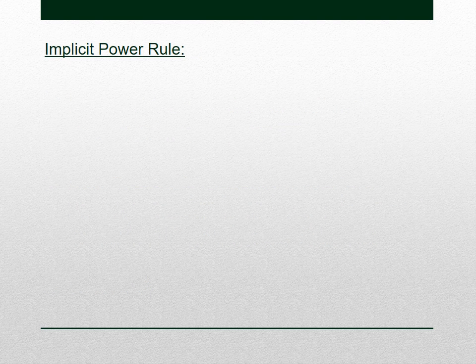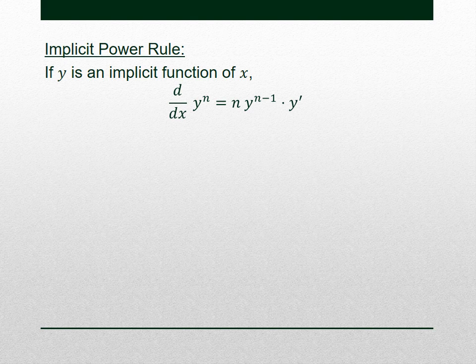Okay, so what is the implicit power rule? It says if y is an implicit function of x, then whenever you're taking the derivative of something like y to the n with respect to x, what pops out is, just like before, n times the base of that variable, and then you decrease that exponent by 1, but then you multiply by a y prime. So the derivative of y to the n is n times y to the n minus 1, just like we've been doing before, and then times that y prime, because we took the derivative of a y.